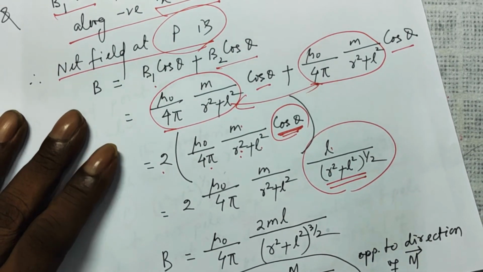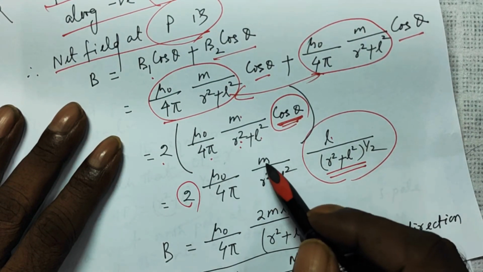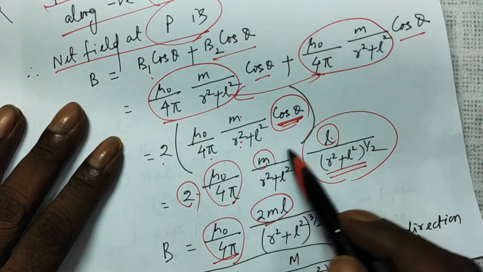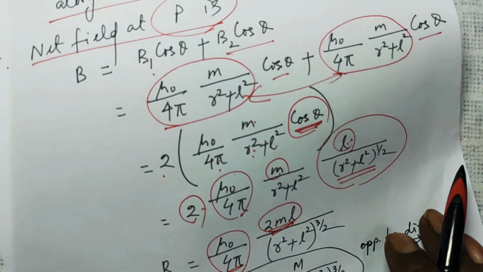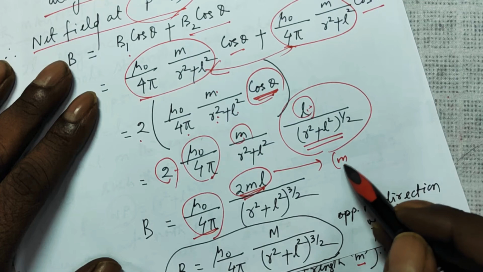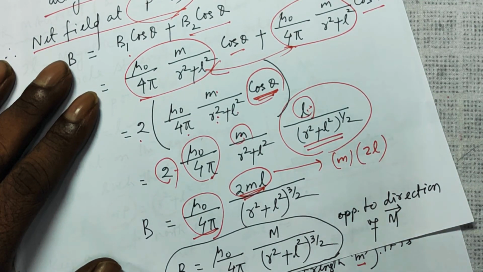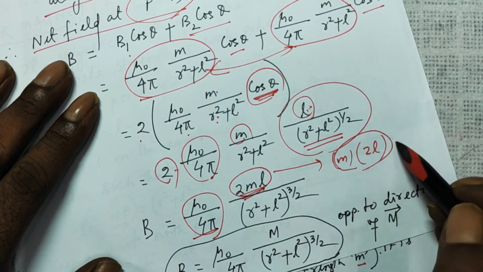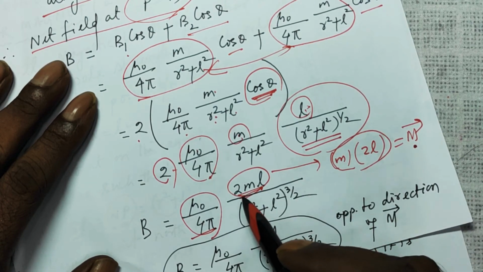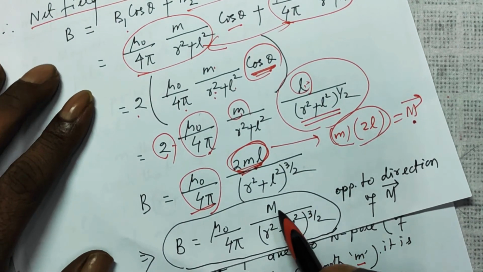So what happens is, now you write this M and this L together here. This mu naught by 4 pi remains the same as here. So 2ml, and I explained in the previous videos, this is the same thing as pole strength into magnetic length, and this was called your magnetic moment M, and it was pointing from south to the north. So this can be replaced by a symbol small m.